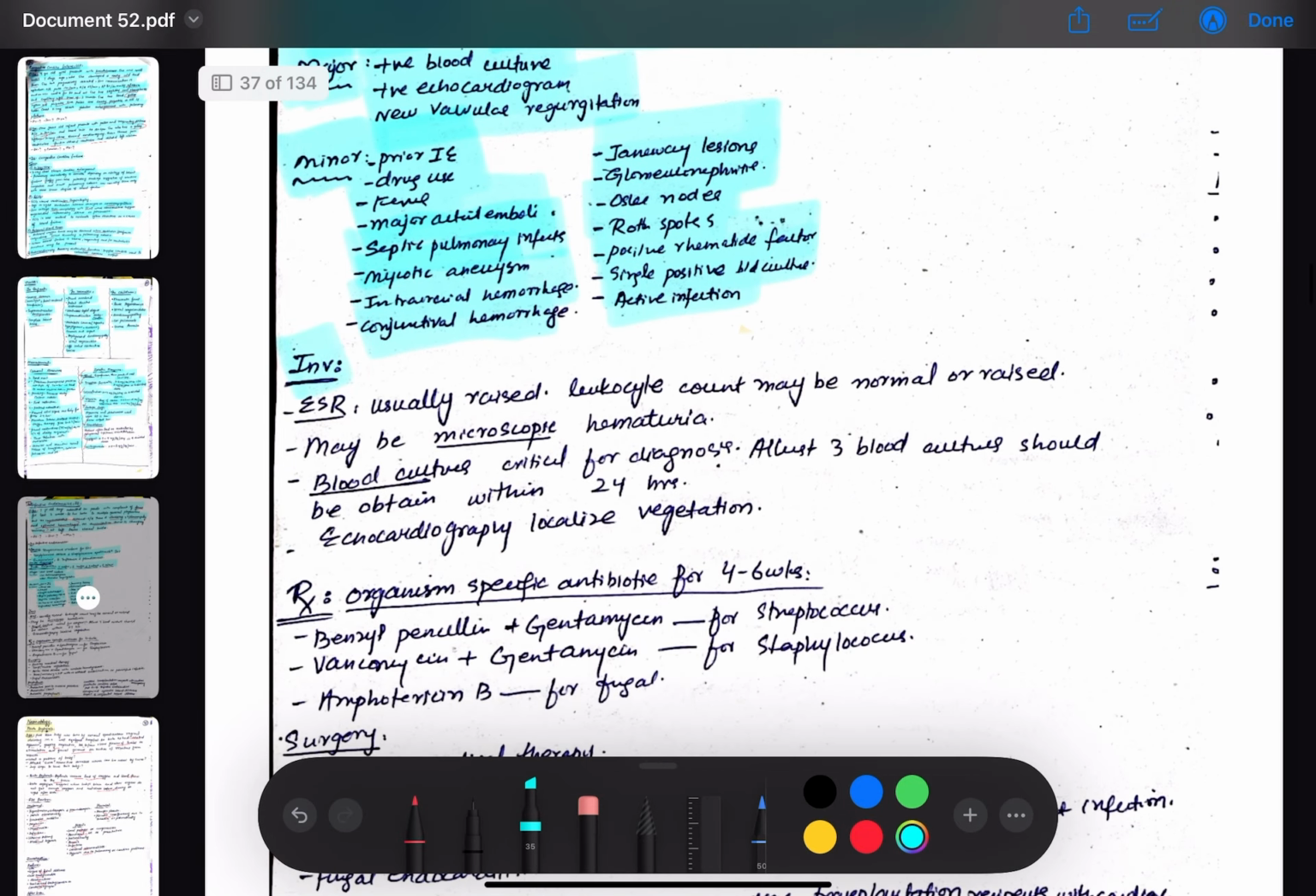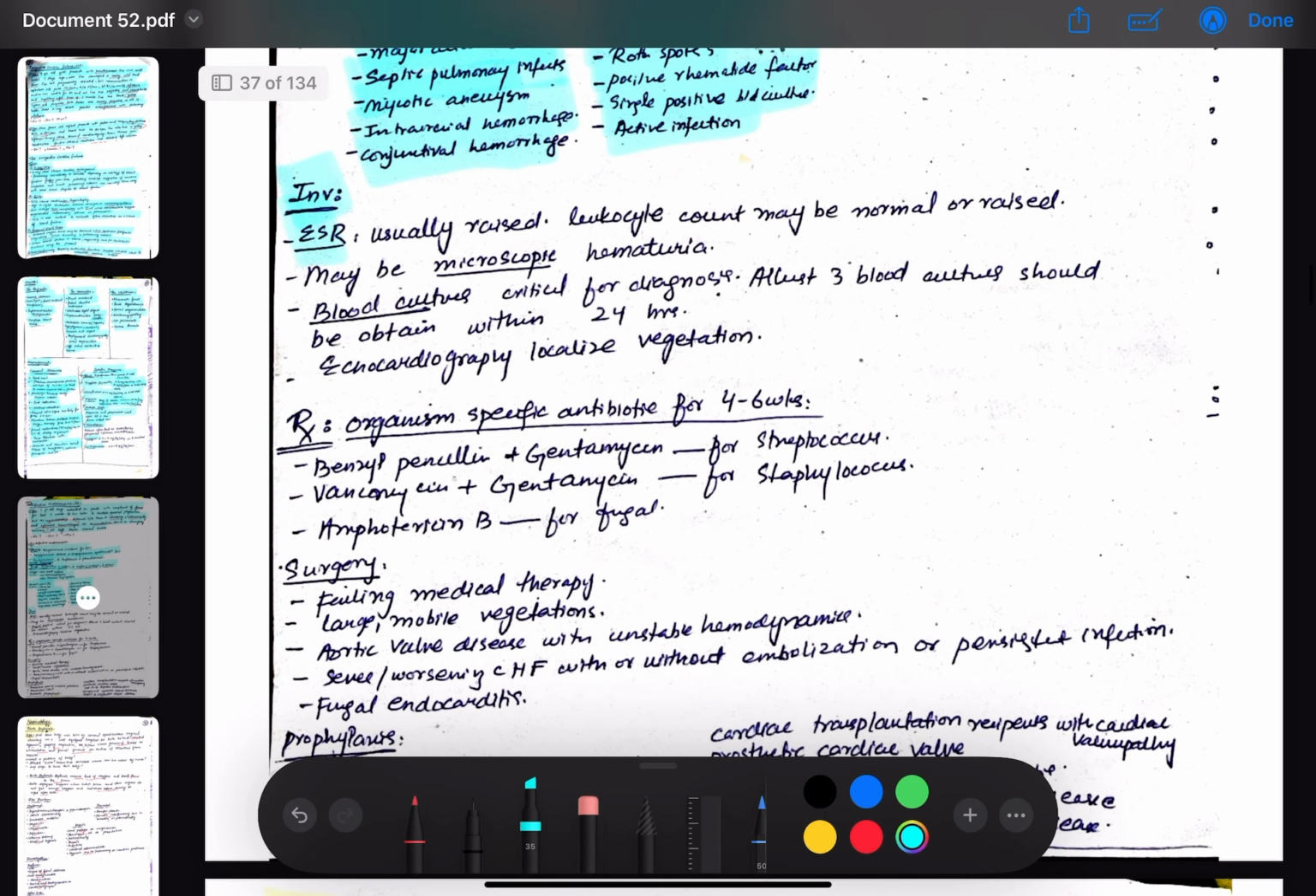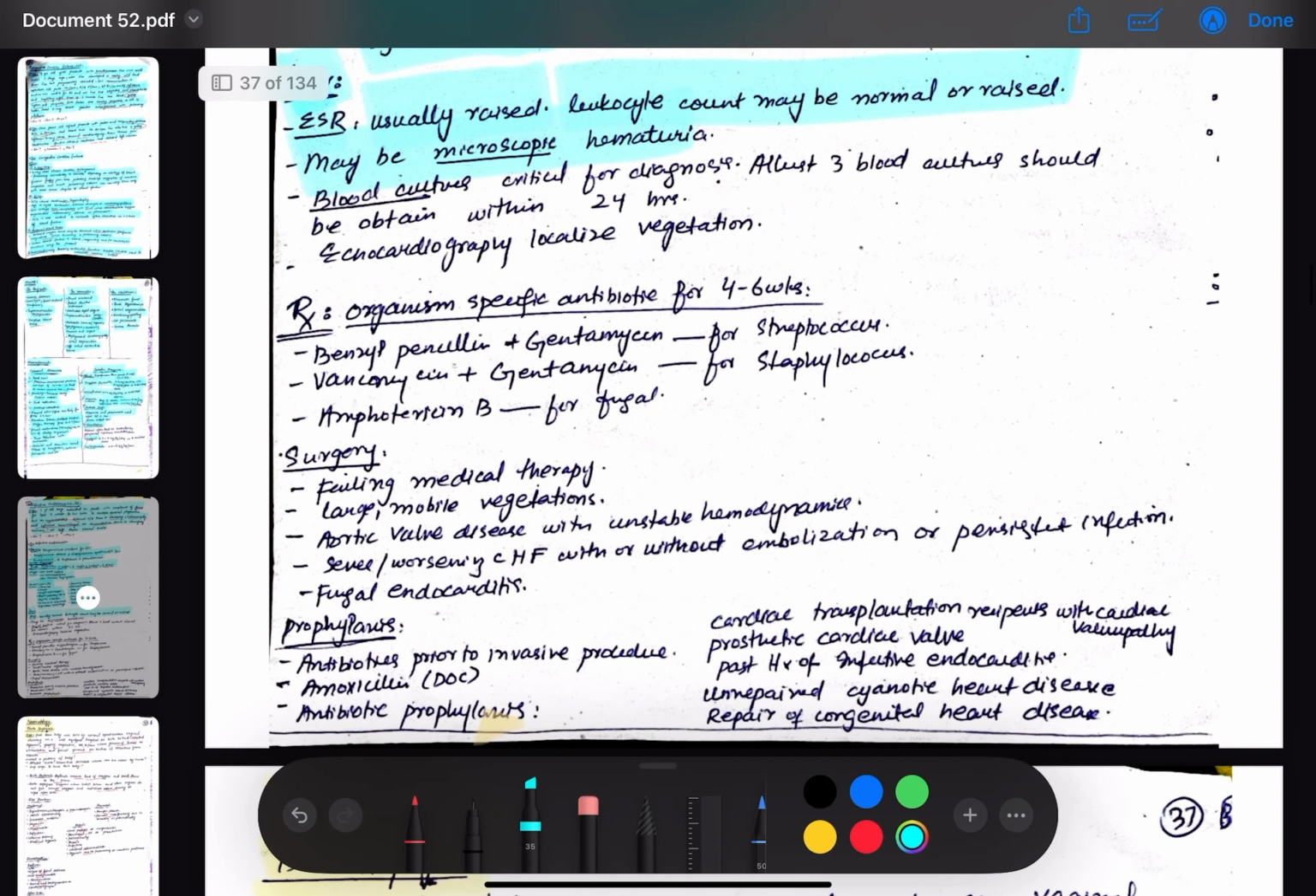These are the investigation options. ESR is done, which is usually raised. Leukocyte count may be normal or raised, and microscopic hematuria may be present. Blood culture is critical for diagnosis. At least 3 blood cultures should be obtained within 24 hours, and echocardiography localizes the vegetation.